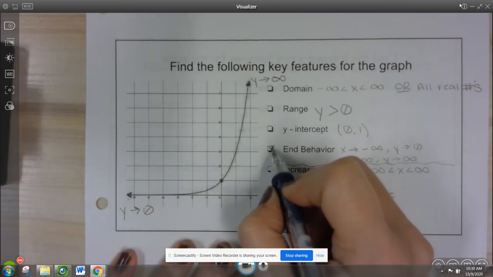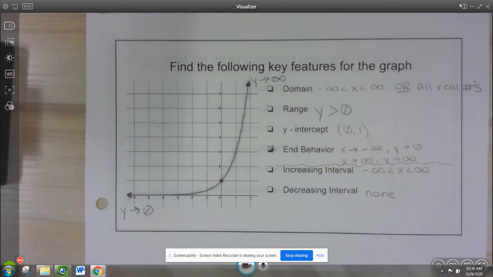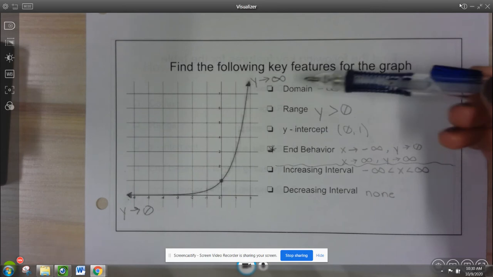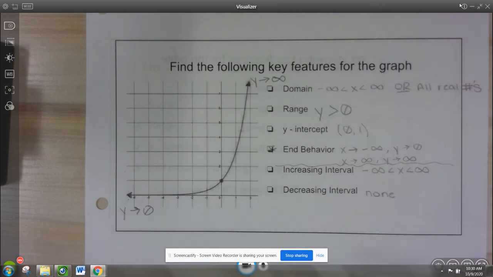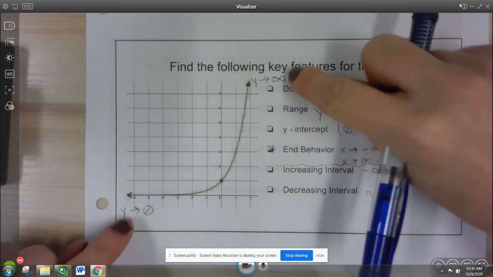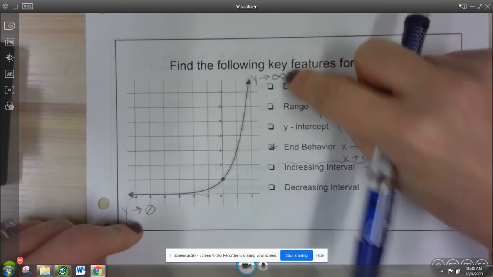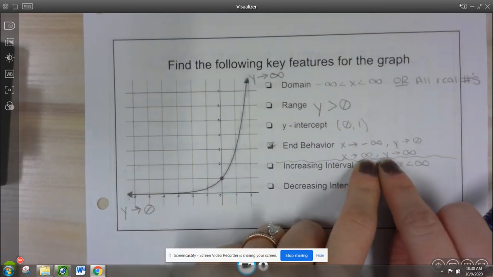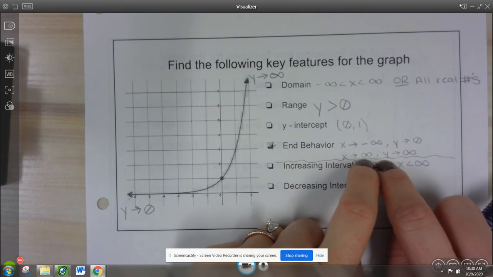Now, end behavior is one of those things that's kind of like an extra thing that I've added in. That's like our bonus for this. But as long as you feel good with domain, range, y-intercept, and increasing, and you're okay with these pieces, I'm not super worried about end behavior if you're not perfect at it right now.